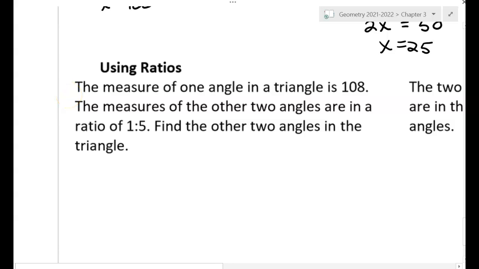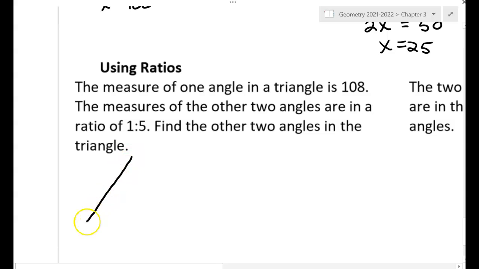All right, the last thing I want to show you is using ratios. So we have some story problems here. It says the measure of one angle in a triangle is 108. The measure of the other two angles are in a ratio of 1 to 5. Find the other two angles in the triangle.